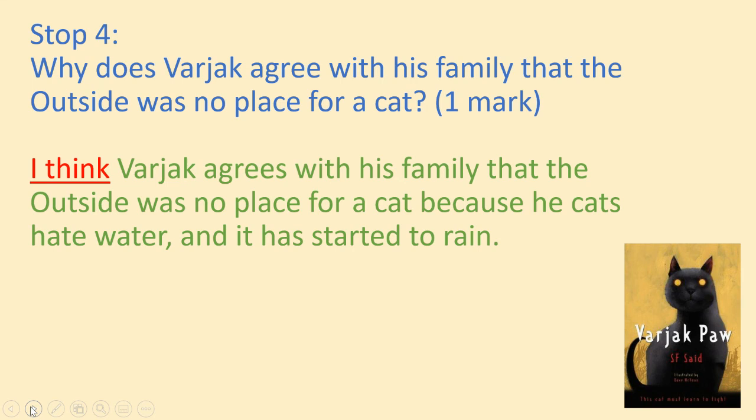Okay, so why does Varjak agree with his family that the outside was no place for a cat? Well, I think Varjak agrees with his family because cats hate water and it has started to rain. I made a little error there. If he was at home with his family, he'd be indoors, sheltered from the storm, but he's not. He's outside and he's got the rain coming on him. And just like other cats, he hates water. So he agrees his family are right. It's no place for a cat.